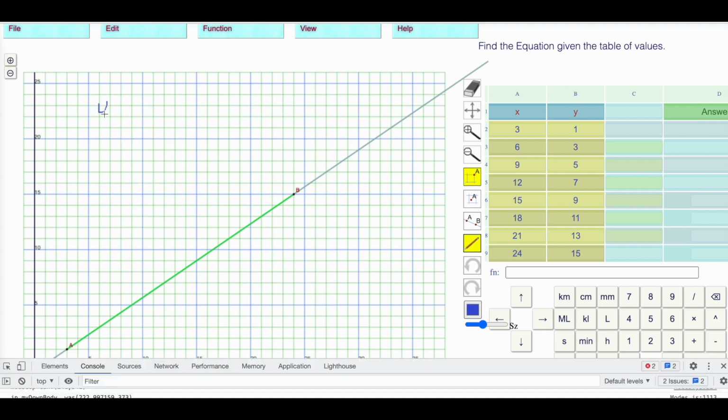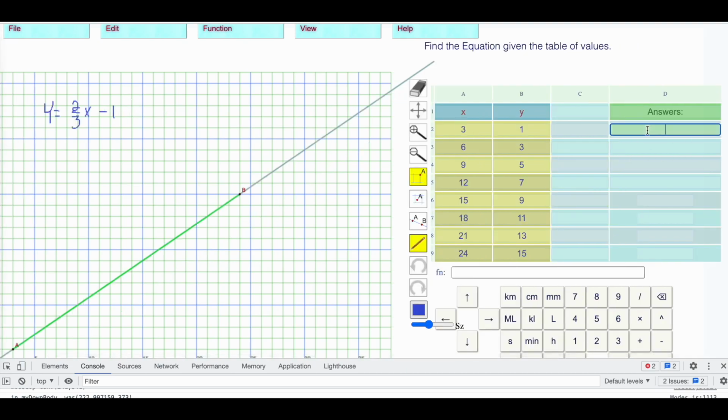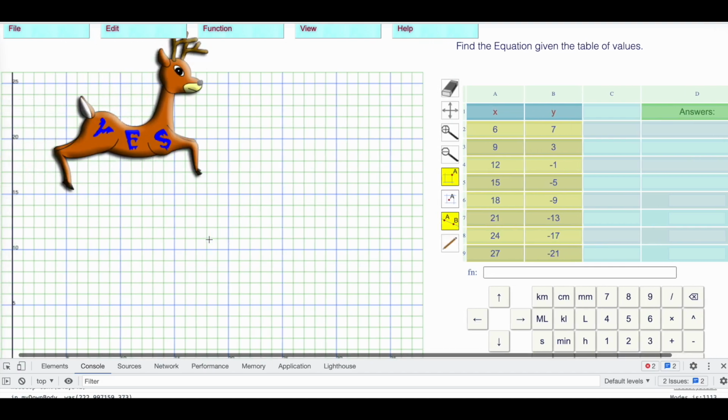Our equation: y is equal to 2 over 3x minus 1. I'm going to put that equation into my answer column, y equals 2 over 3x minus 1, and then press enter to see if we're right. All right, let's try another one.